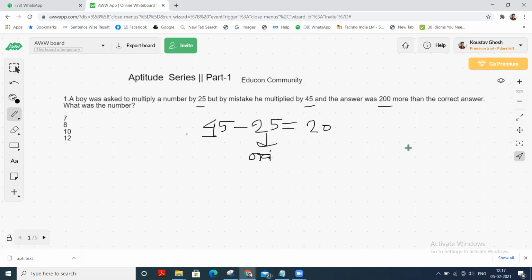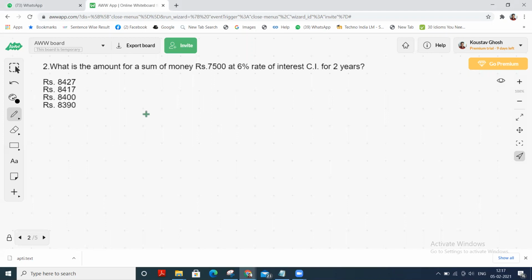So the correct answer is 200 divided by 20, that is 10. So our answer is 10. Clear? I think it will be clear to you. Okay, now go to the next question.